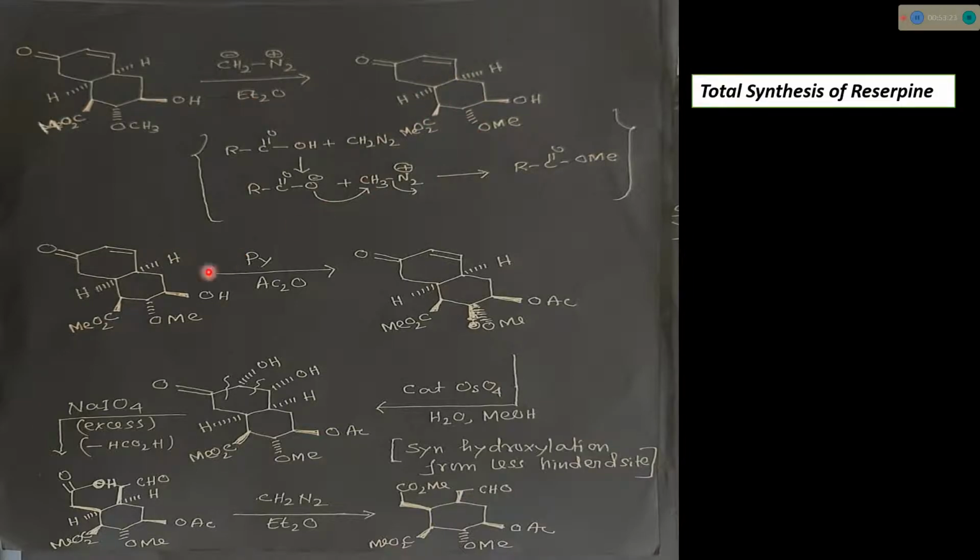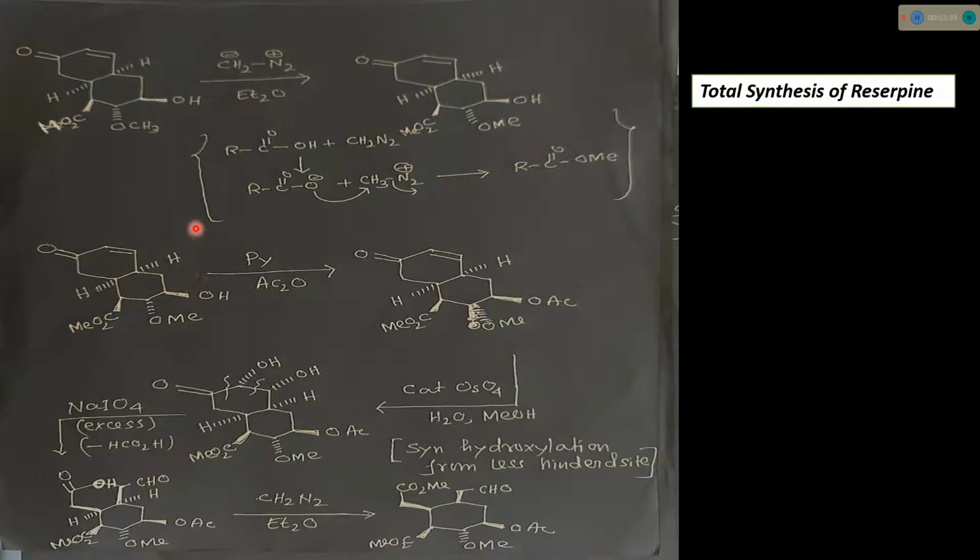Now in this molecule we are using pyridine and acetic anhydride. Since CO2Me is there and one free OH is there, pyridine abstracts the hydrogen from this alcoholic OH. Now this O minus attacks the acetic anhydride to form OAc.